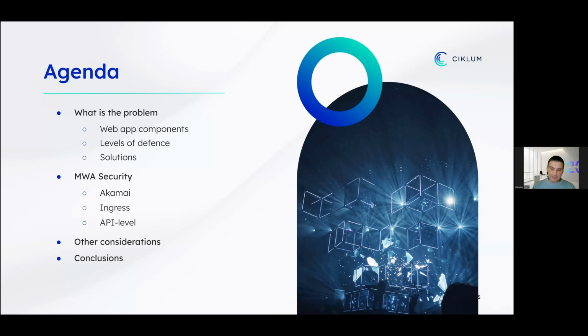We will discuss the ingress solutions that we proposed to solve some issues that we encountered. We didn't want to have this ingress part, but we had to, and we will discuss why. And some additional tips and tricks on the API level that we also had to make decisions and had to think about how to secure this part of our application. There will be some other considerations, and at the end, we will just sum it up.